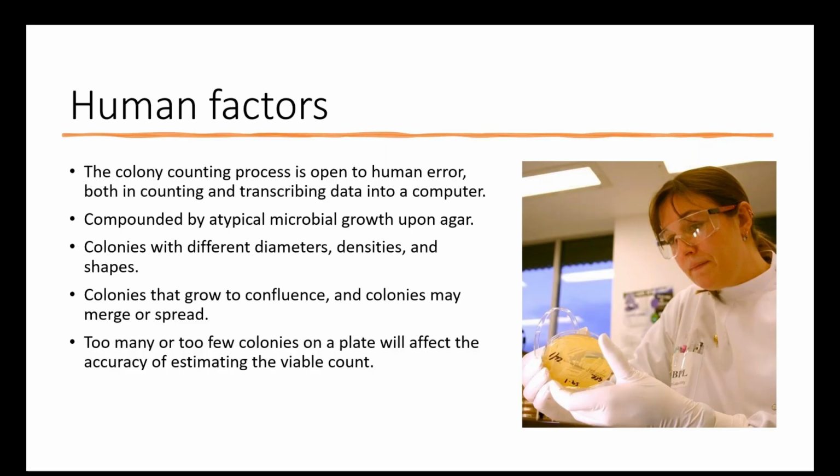And we also will have colonies that look different. So the growth on an agar plate, particularly with a mixed population, is not always going to be homogeneous. So we're going to get colonies with different diameters, densities, shapes. Some will show confluence, some may merge, some may spread, some may clump. And all these sort of clustering issues and things that we've looked at in the previous images.